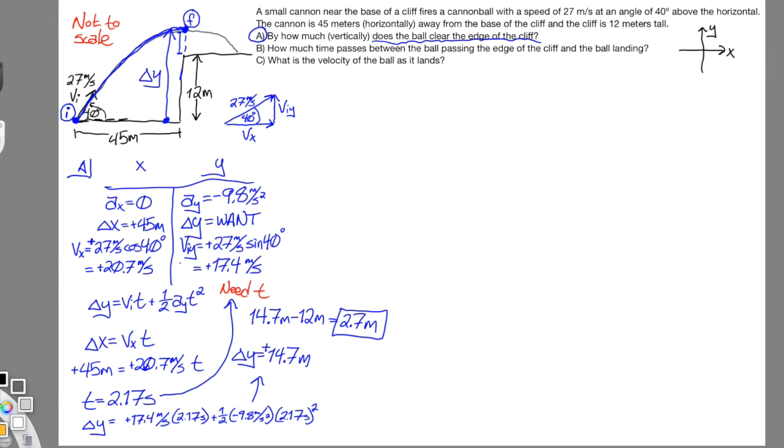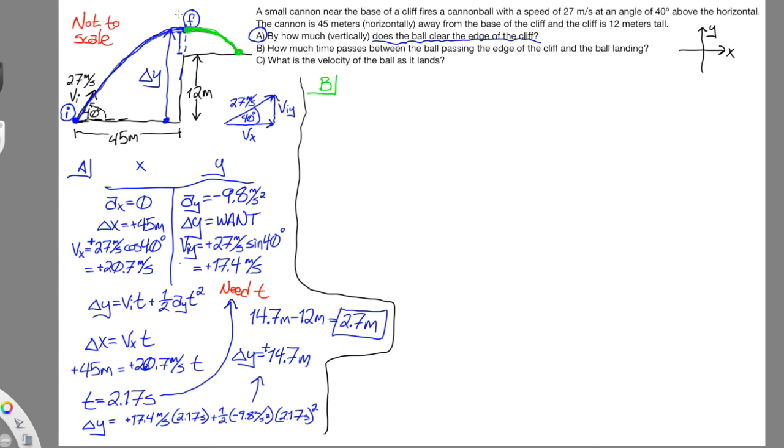I'm going to move on to, we'll say green for part B. And I will start up here. Draw ourselves a little separating line. So this time we want to know how much time passes between the ball passing the edge of the cliff, that happens right here, and the ball landing on the top of the cliff. So now we're looking at this portion of the flight right here.